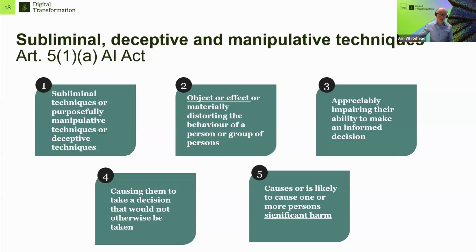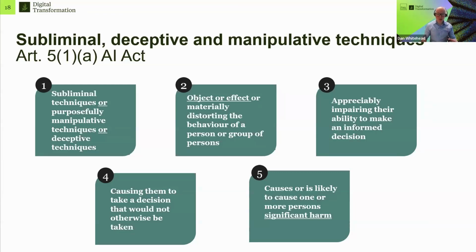So there has to be an object or effect of materially distorting the behavior of a person or group of persons that results in appreciably impairing their ability to make an informed decision, and then causing them to take a decision that would not otherwise have been taken. And then finally, a harm component, which is that the result of all of those 4 conditions is that it causes or is likely to cause one or more persons significant harm.